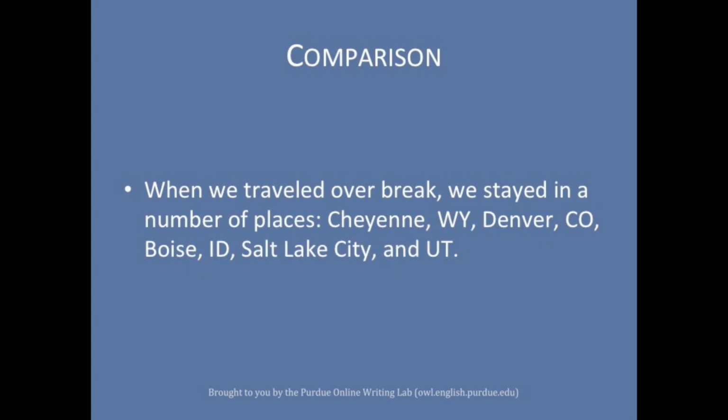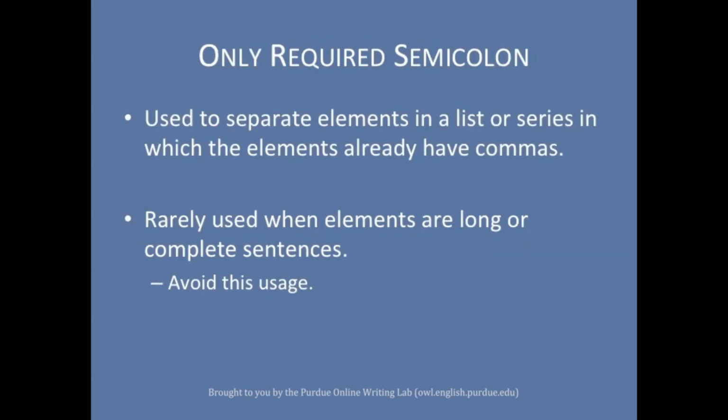When we traveled over break, we stayed in a number of places: Cheyenne, Wyoming, Denver, Colorado, Boise, Idaho, Salt Lake City, and Utah. Now it looks like Boise and Wyoming are equal places, not a city and a state. This use of the semicolon is the only one that is required, and is only required in lists or series in which an element already has a comma.